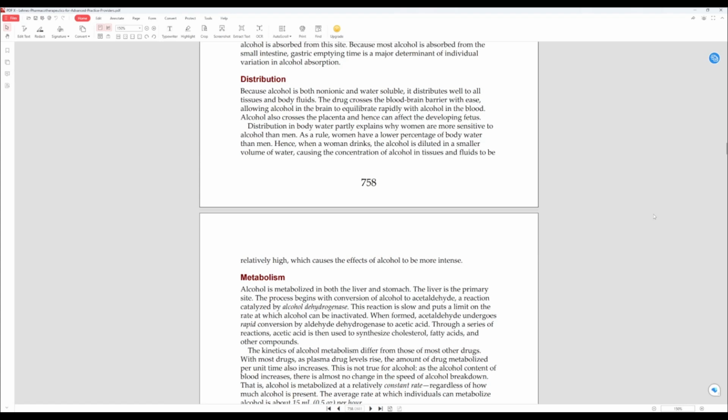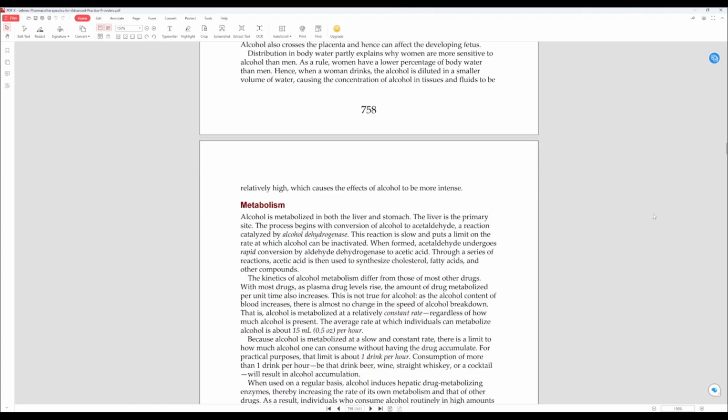Distribution in body water partly explains why women are more sensitive to alcohol than men. As a rule, women have a lower percentage of body water than men. Therefore, when a woman drinks, the alcohol is diluted in a smaller volume of water, causing the concentration of alcohol in tissues and fluids to be relatively higher, which causes the effects of alcohol to be more intense.